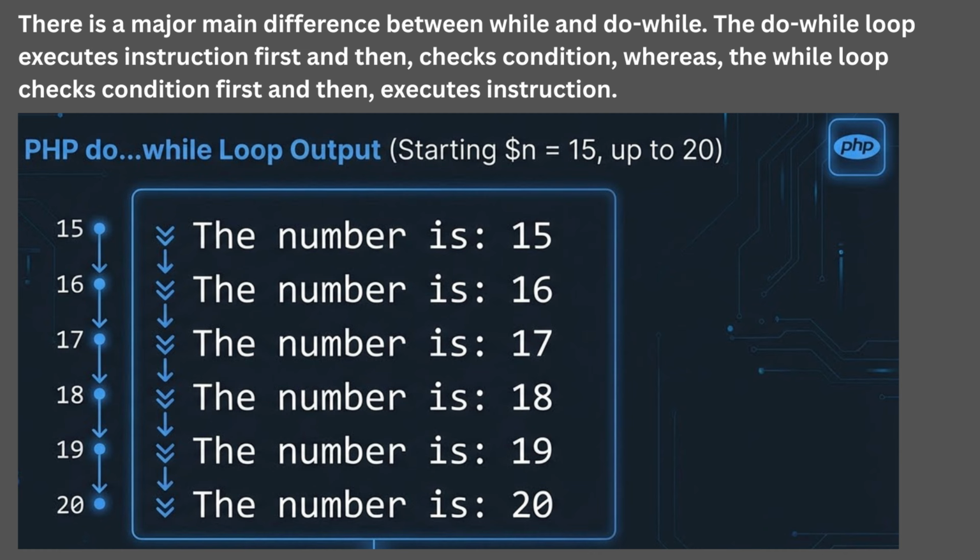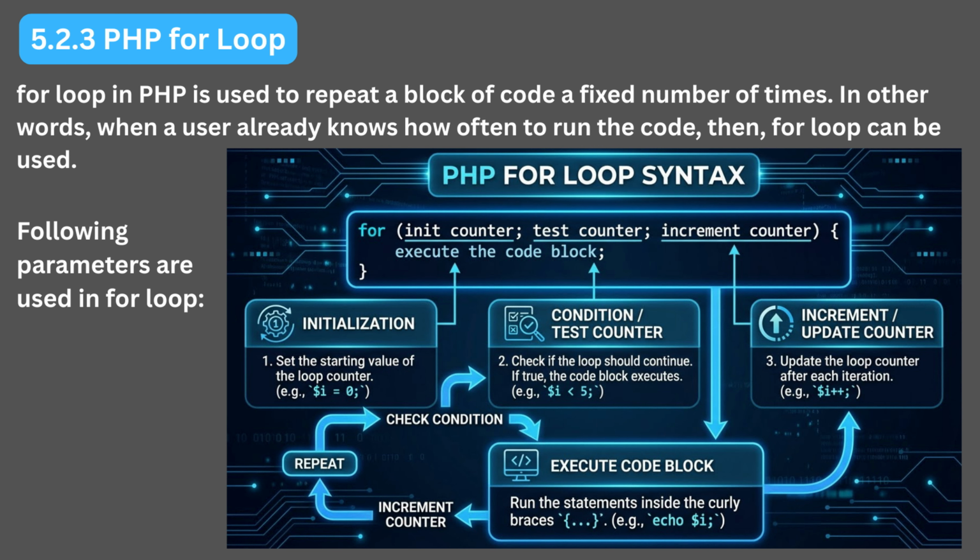This key difference helps you decide which loop is better for your situation. If you want to test a condition before running anything, use a while loop. But if you want your code to run at least once before checking the condition, the do-while loop is the right choice.